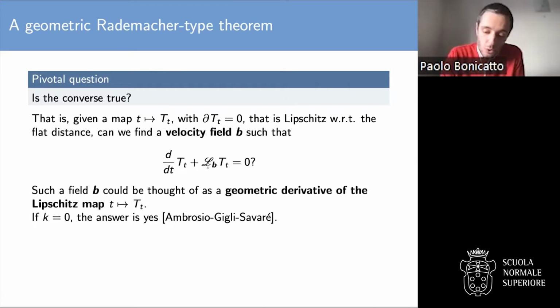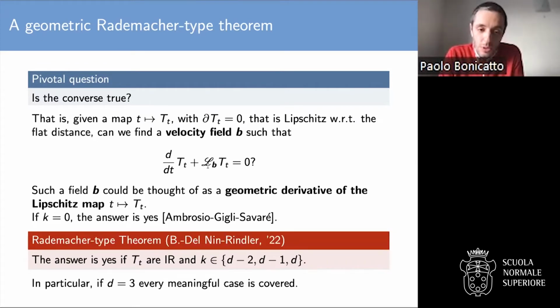And our contribution is an extension of this answer to two other cases. So the top dimensional case is not really that interesting, it's kind of empty, but we are able to cover the codimension 1 and codimension 2 case, right? So the converse holds true. So we do have this Rademacher type theorem for integer rectifiable d-1 and d-2 currents.